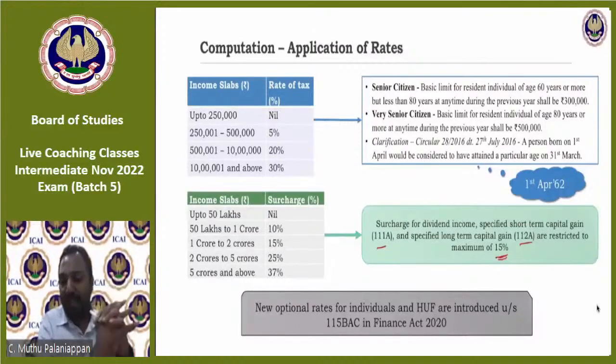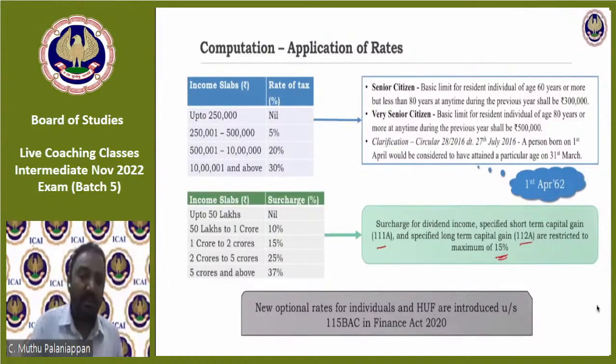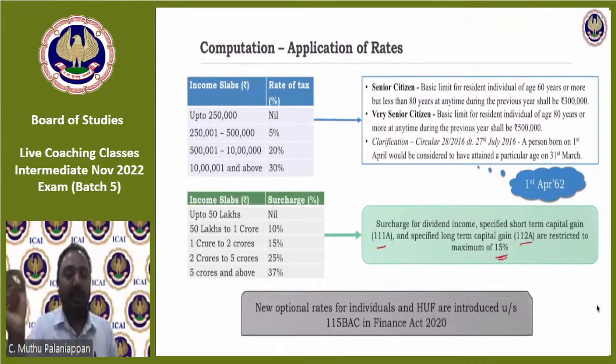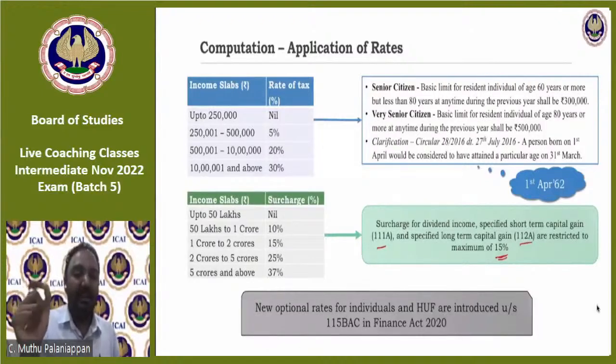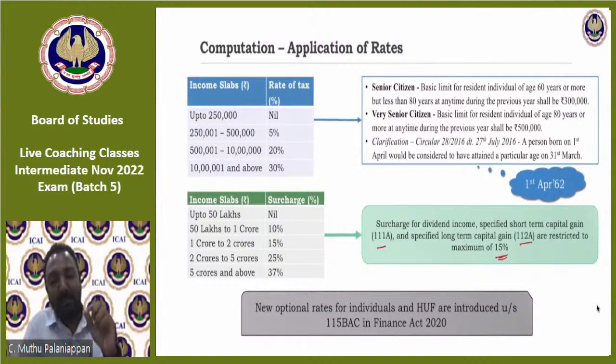And when you talk about the slab rates, we have senior citizen and very senior citizen, and there is a circular which says that for calculation of senior citizen and very senior citizen, the important thing to keep in mind is to include 1st April. Generally, the thing is completed 60 years or 80 years on 31st March, but it should also include 1st April. So if you are born on 1st April 1962, by 1st April 2022 you turn 60 years. On 31st March 2022 you are actually not 60, but that night you become 60 years. So what the circular says is, take this also.